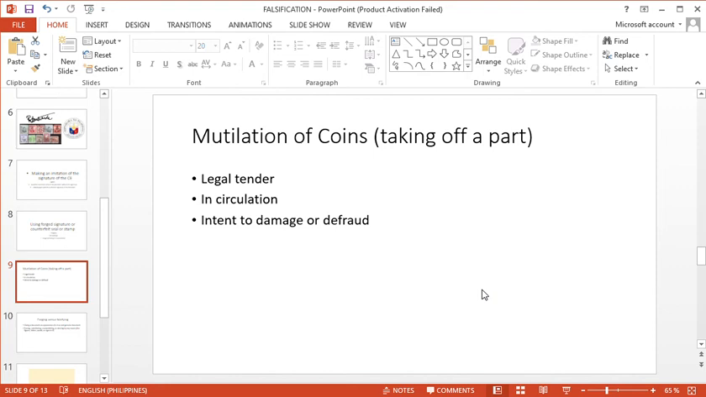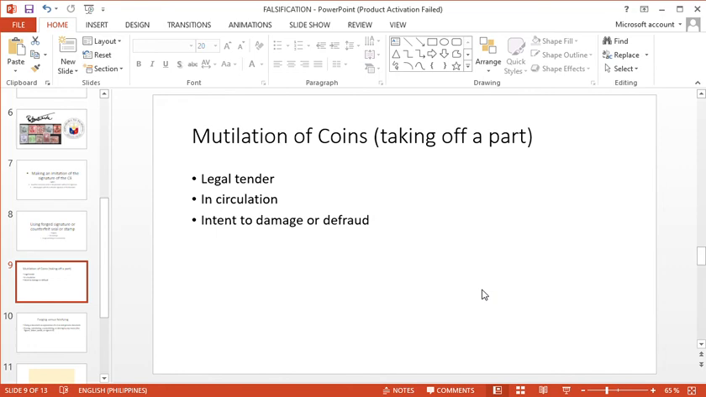So when your intention to mutilate the coin is to defraud the other person, then that is an act of forgery under Article 162, I think. That's 162. Because 161 speaks only of the 3 that we have mentioned a while ago. That's forgery against the chief executive's signature, stamp, and the Great Seal.